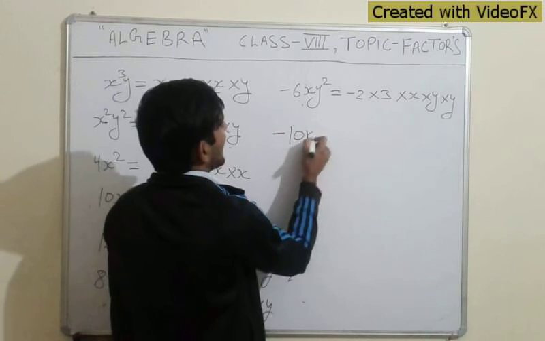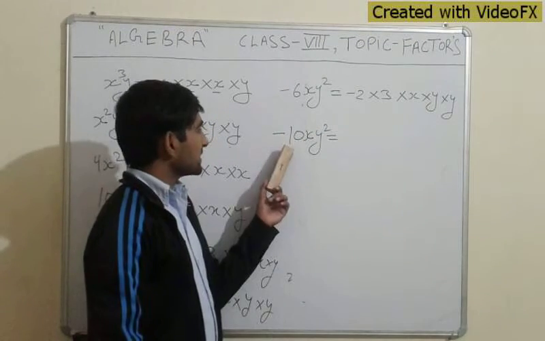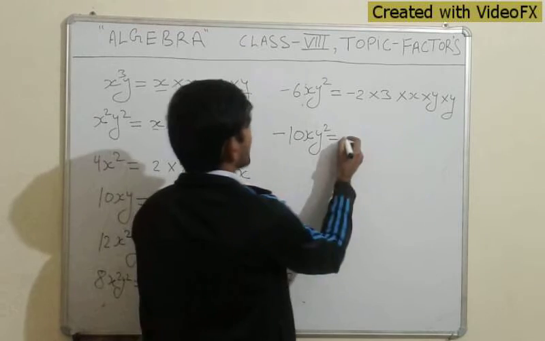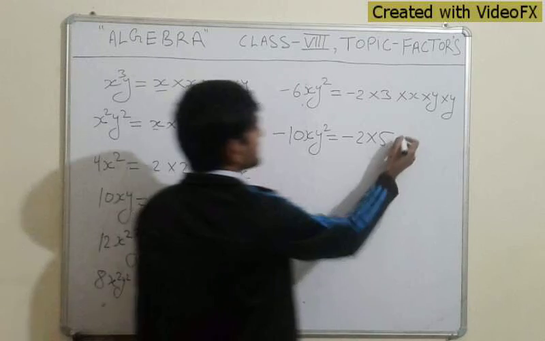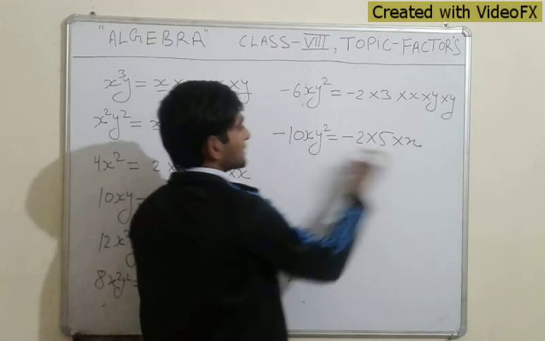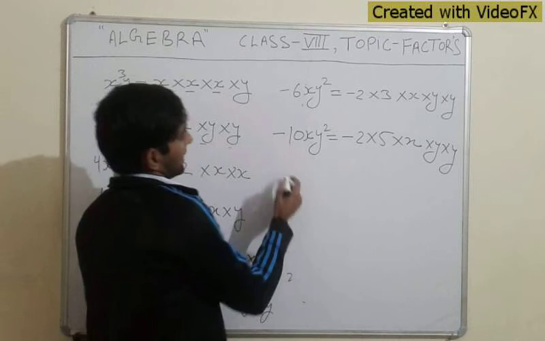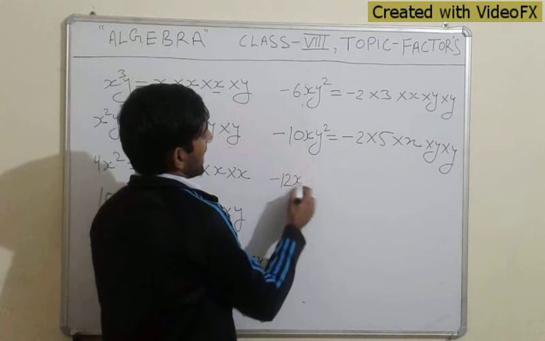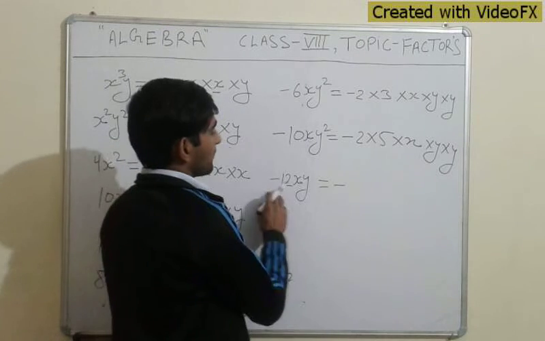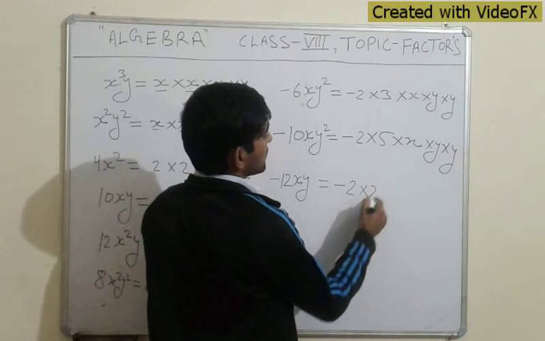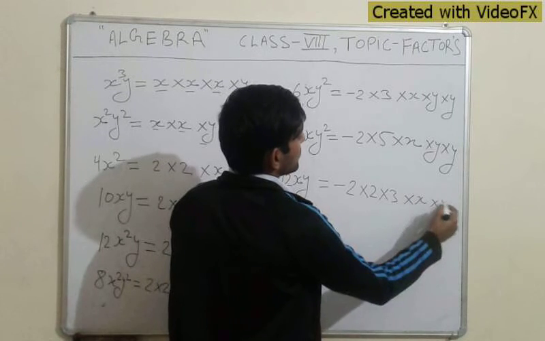Minus 10xy square. If it is negative, then put a negative sign also. 10 can be written as 2 into 5 and x is x only. Y square is y multiply y. Then minus 12xy. 12 is minus 2 into 2 into 3 and xy is x into y.